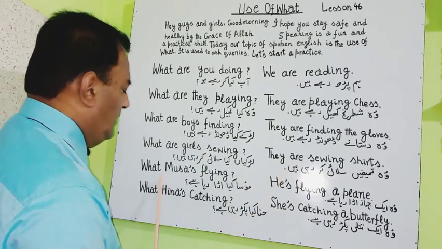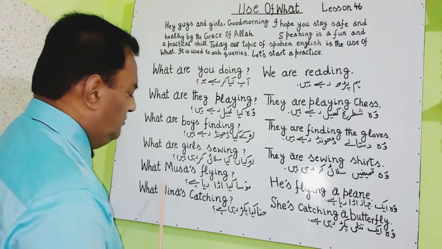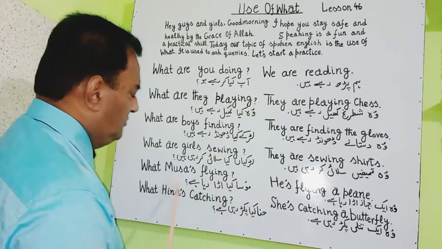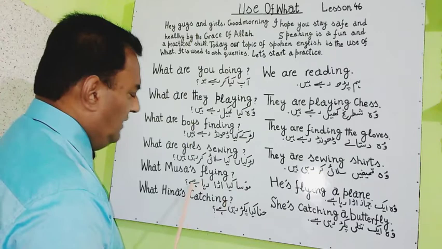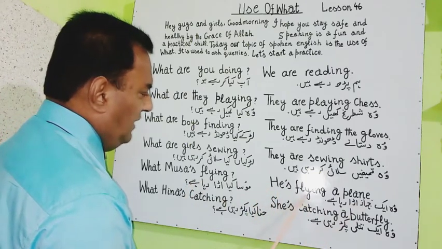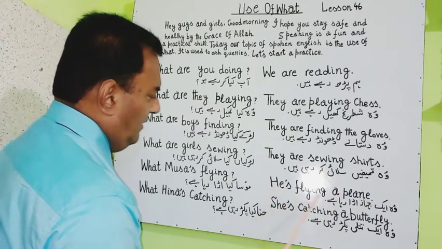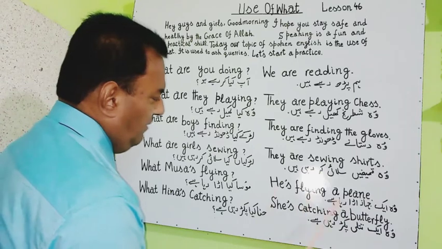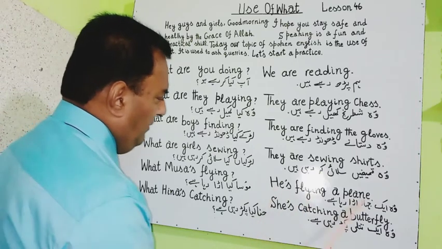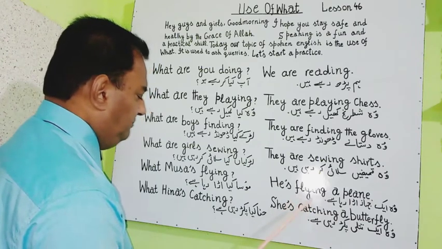Next is, watch Musa's flying. Watch Musa's flying. Musa क्या उड़ा रहा है? He is flying a plane. He is flying a plane. वो एक जहाज उड़ा रहा है.